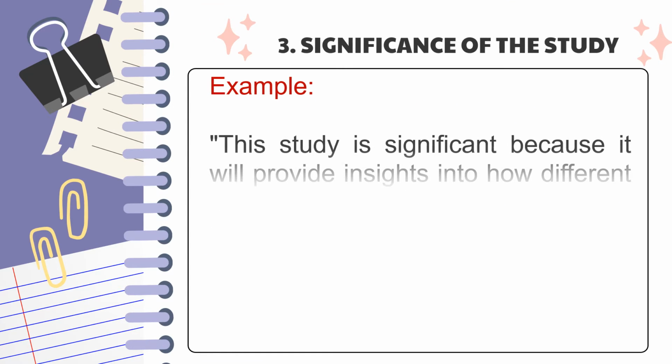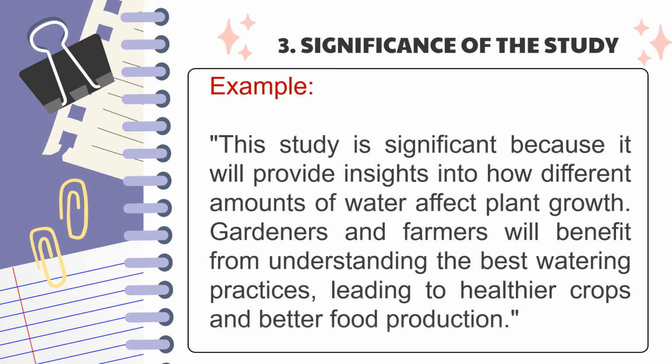Example: this study is significant because it will provide insights into how different amounts of water affect plant growth. Gardeners and farmers will benefit from understanding the best watering practices, leading to healthier crops and better food production. This example effectively communicates the significance of the research by connecting it to practical benefits for specific audiences, emphasizing the potential for improved agricultural practices and maintaining clarity throughout. It demonstrates how the study's findings could have real-world applications and contribute to better understanding in the field of plant growth.